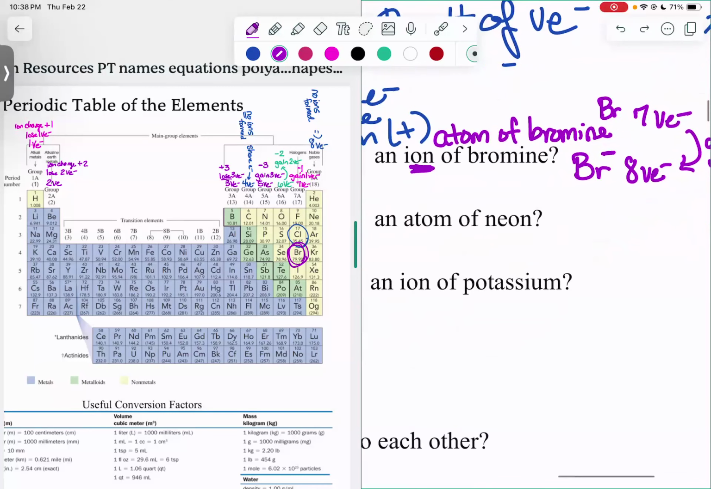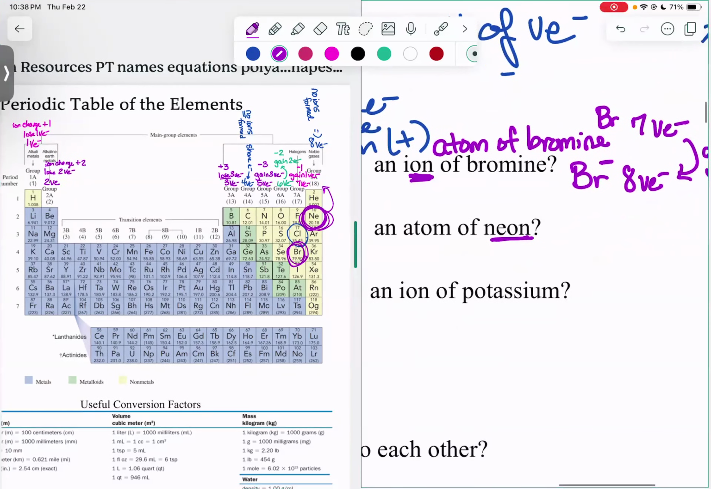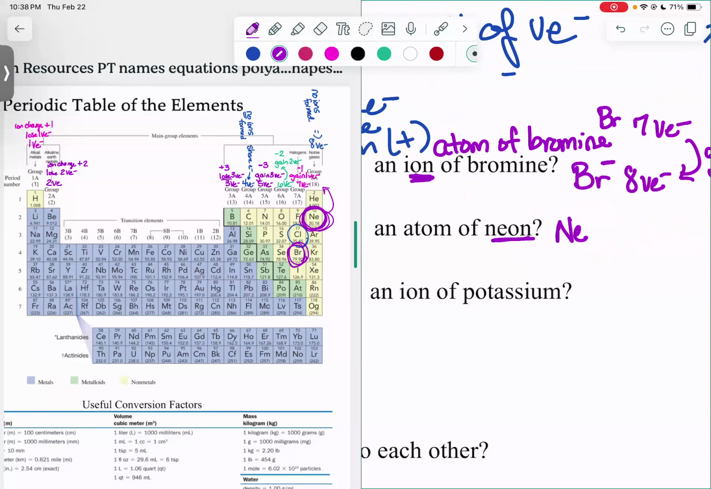Okay, how about an atom of neon? We've been doing this, an atom and an ion, an atom and an ion. But what is neon? Where is neon? Neon's over here in the noble gases. It's in column 8. So an atom of neon just has the symbol Ne, and it has 8 valence electrons. So is it going to gain? Is it going to lose? No. Are we going to form an ion? No.